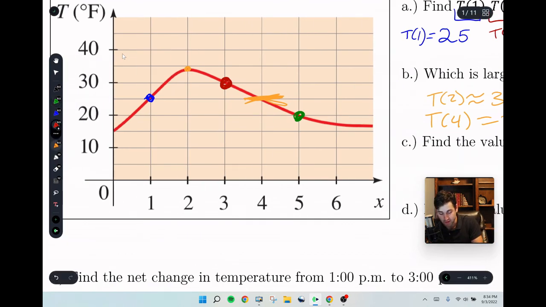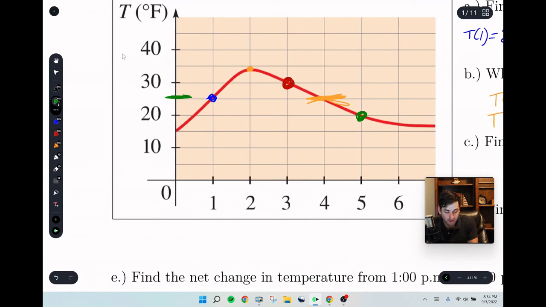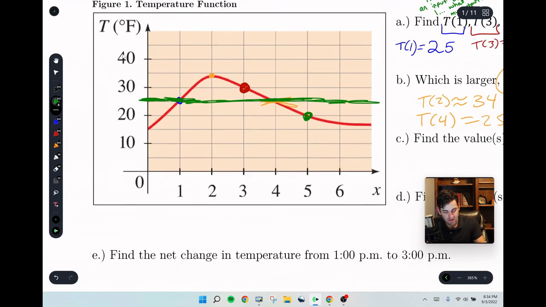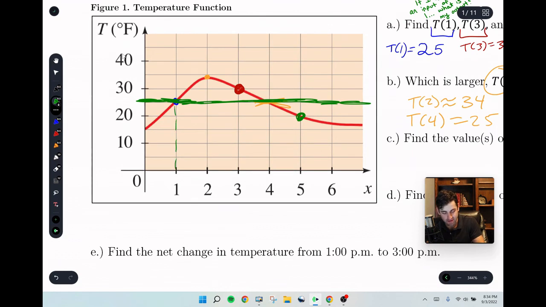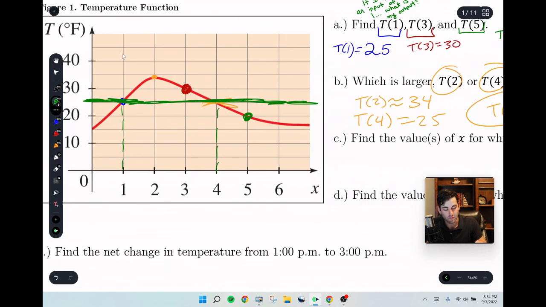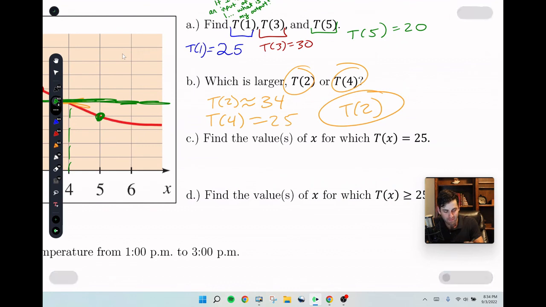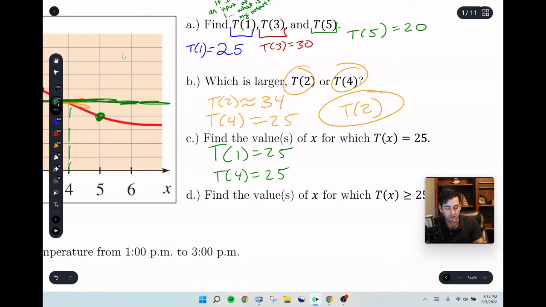So I'm going to go up here, I'll do it in green. Say look right here at 25. I'm just going to look all the way across. Oh, looks like I hit it twice. Looks like we hit it right at, here's the dotted line going down, 1 and 4. So it looks like we've got T of 1 is 25 and T of 4 is 25. Another way you can write that is the set of numbers {1, 4}.